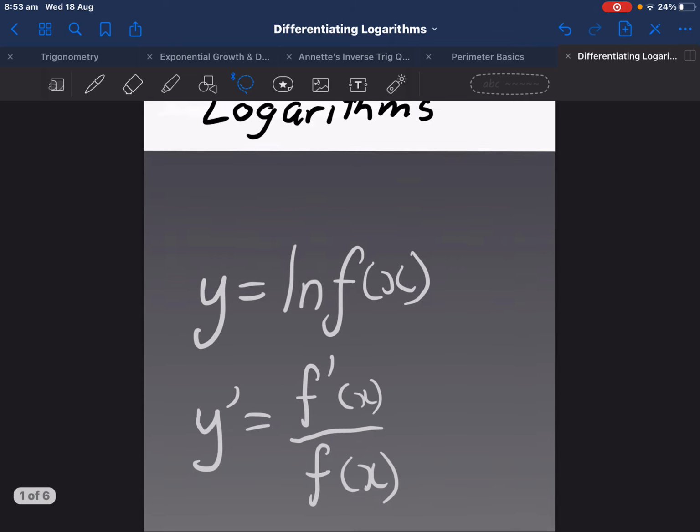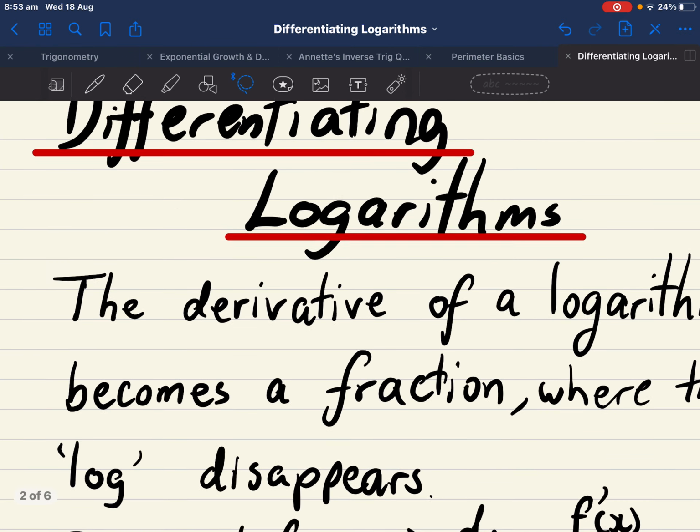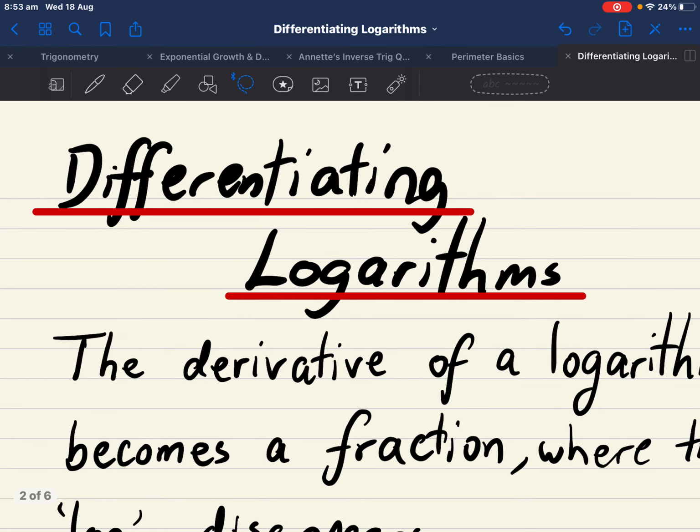All right, so let's move on to, I guess, the notes for this lesson. The heading is differentiating logarithms, and these are our notes. The derivative of a logarithm becomes a fraction where the log disappears. Just like when differentiating exponentials with logarithms, we only need to differentiate the natural logarithm. So that's log to the base e. I'm referring to things like that.